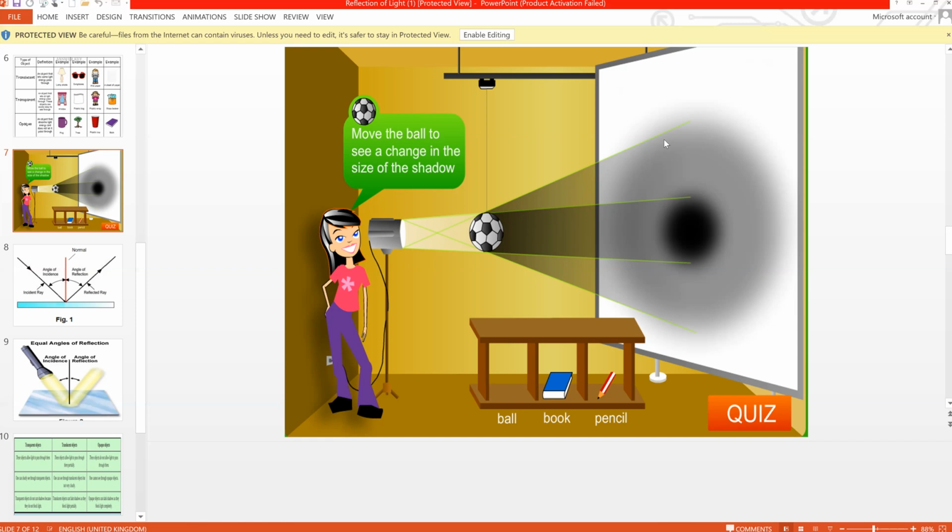Now what is happening, children? The shadow of the ball is appearing on the screen. You can see clearly, on the white colored screen, the round black colored structure. So now if the ball is taken closer to the light source, the shadow will increase. If the ball is moved away from the light source, the shadow will decrease. Okay, this is one example.